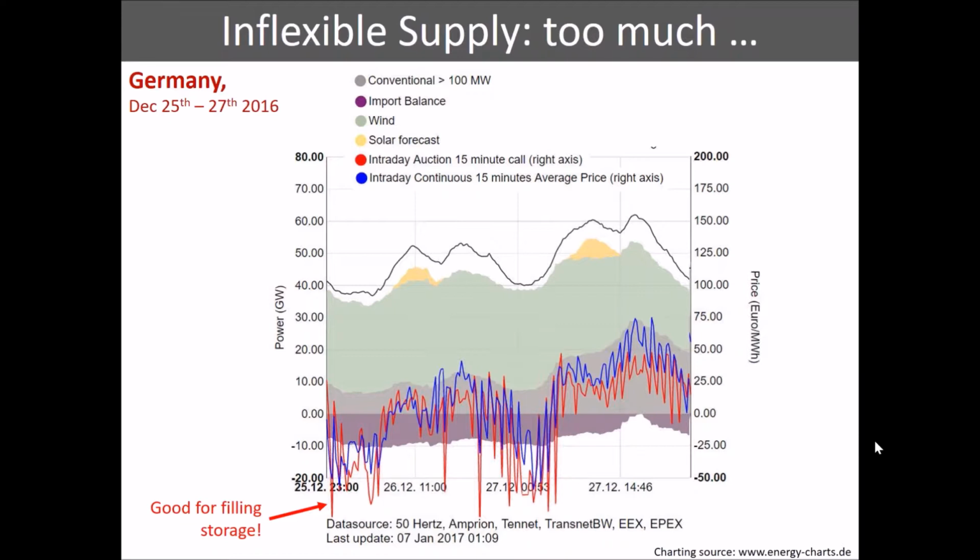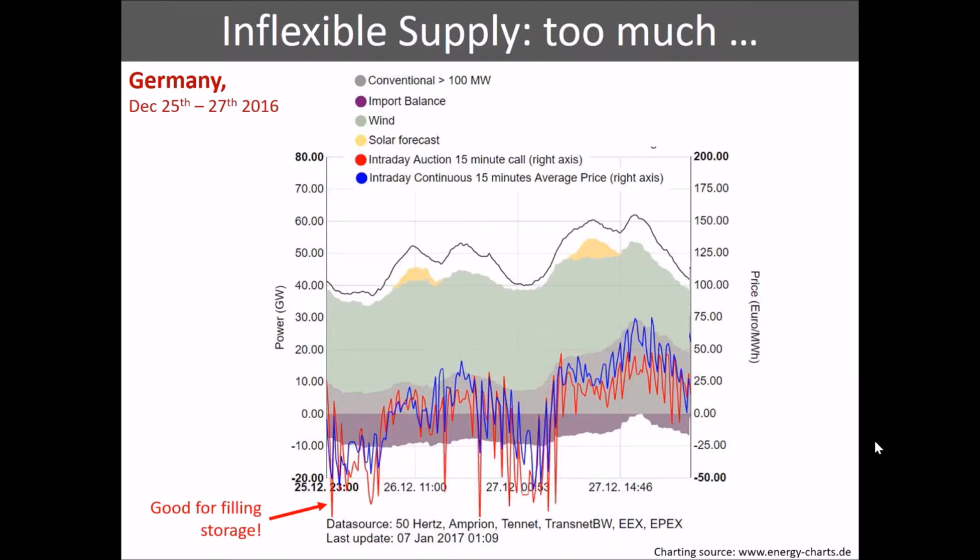And in Germany, when they've got lots of renewables in the system, they tend to export quite a lot. So you've got a negative import balance. That's one aspect. The other aspect is the price. There's a couple of curves on there, looking at 15-minute prices, both on a spot basis and a continuous average basis. They refer to the scale on the right in euros per megawatt hour.